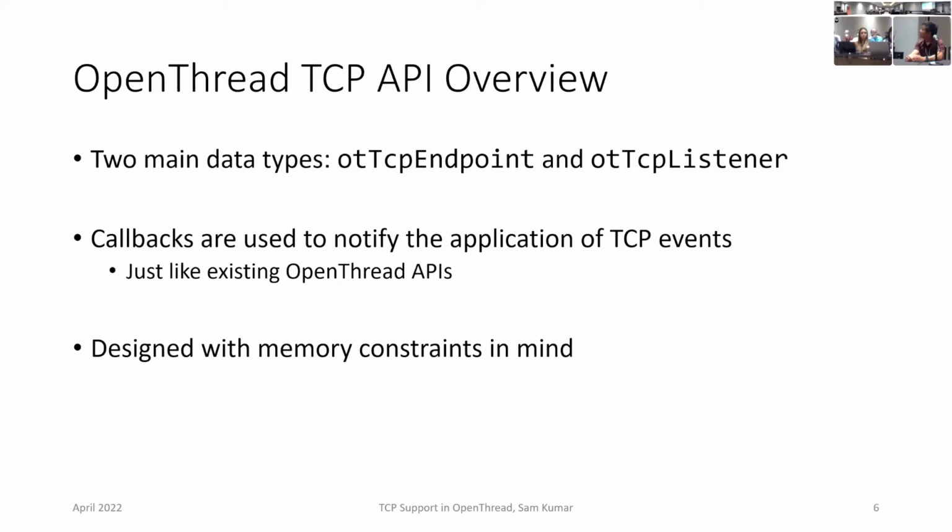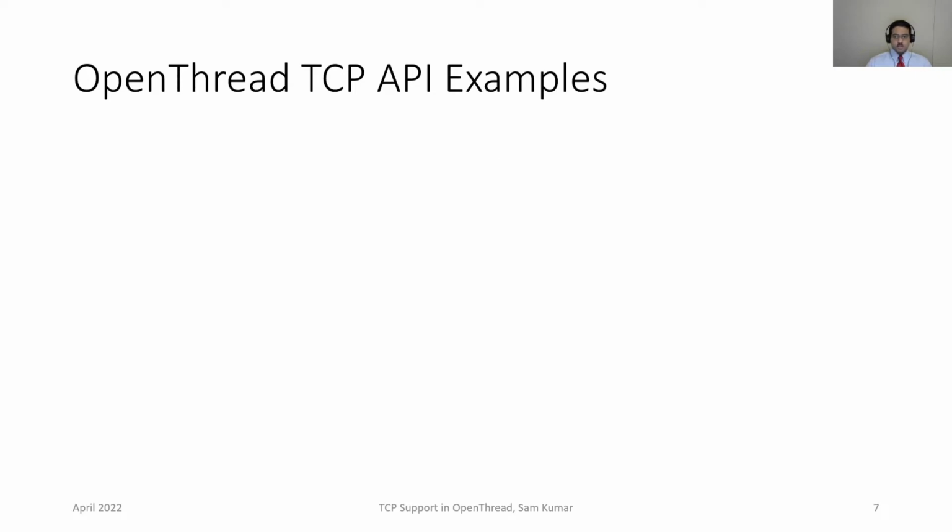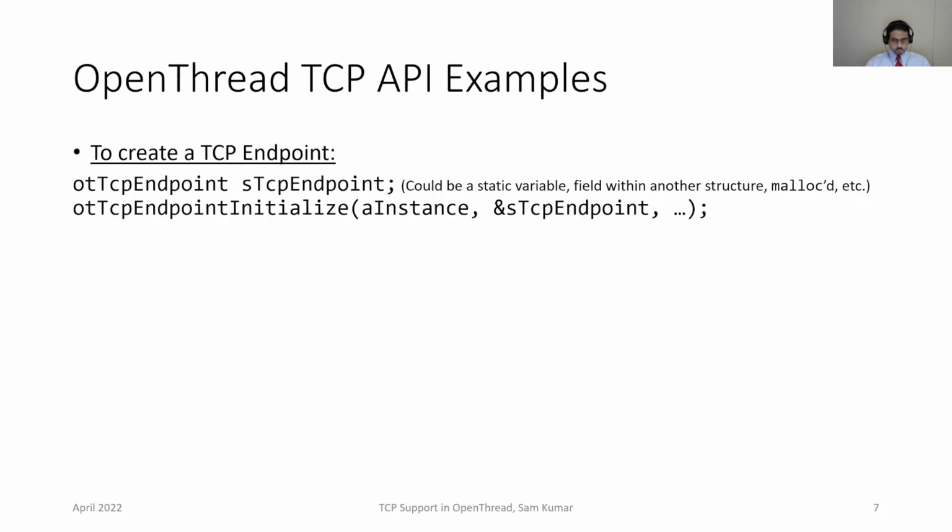Here are some examples to see how this looks in practice. This first example initializes the TCP endpoint. The point is that we have this variable, the TCP endpoint, that the programmer allocated, and then you call this initialize function on it. It could also be a field within another structure. It could be allocated on the heap with malloc if you want. It could be a global variable or a static variable. The point is that this API works where the user allocates this variable and then hands that memory over to the TCP stack, which is how we avoid the need for dynamic memory allocation.